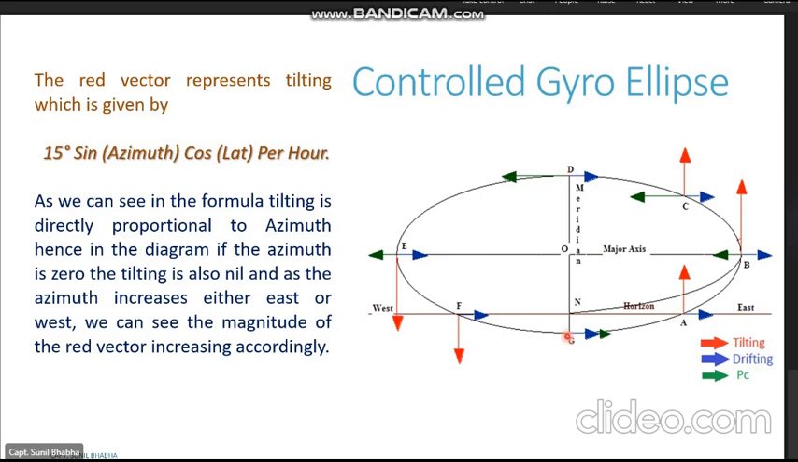Now, as you go away from the meridian, let's say from point Golf, we are moving further on the ellipse. Now the azimuth is increasing. The azimuth of the spin axis keeps on increasing. When the spin axis reaches point A, it has a certain azimuth. The difference between the meridian and this point A represents the azimuth now. Now, since there is an azimuth present, we will also have the tilting present. And you can see the tilting vector is present here.